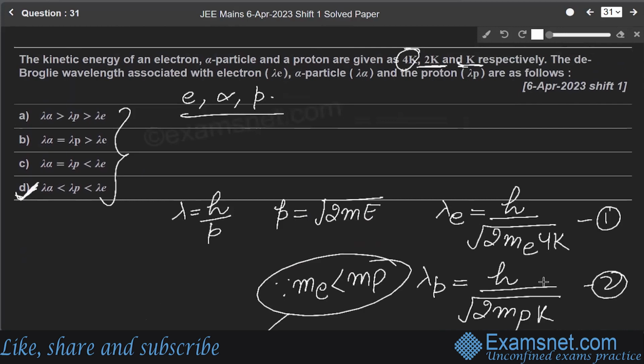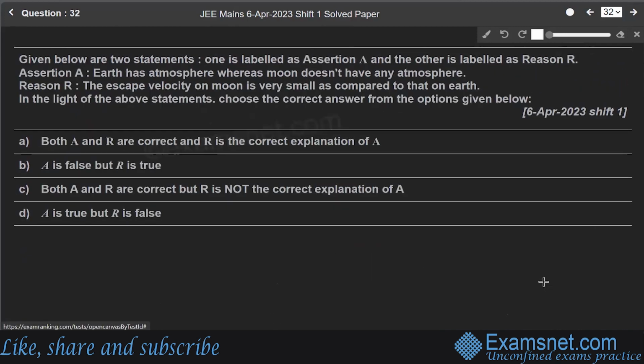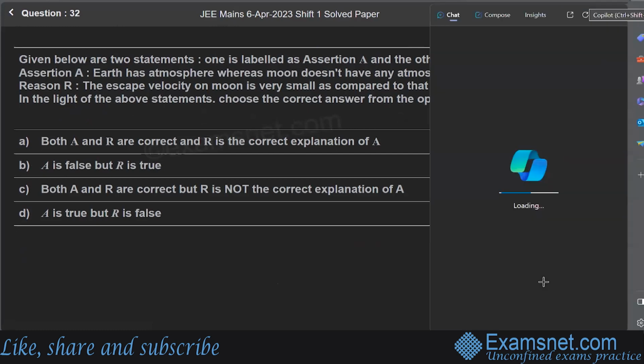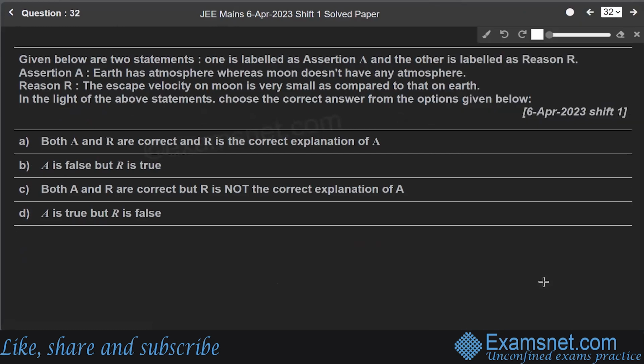Got it? Yeah, so moving on to our second question, that is question number 32, which says that given below are two statements. One is labeled as assertion A and the other is labeled as reason R. So assertion A is: Earth has atmosphere, whereas Moon doesn't have any atmosphere. So this statement is very true.